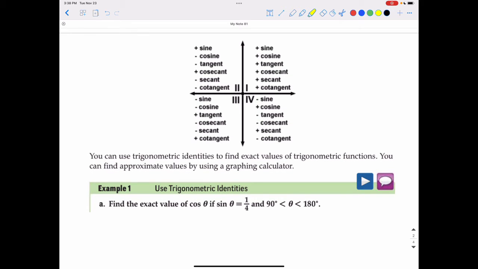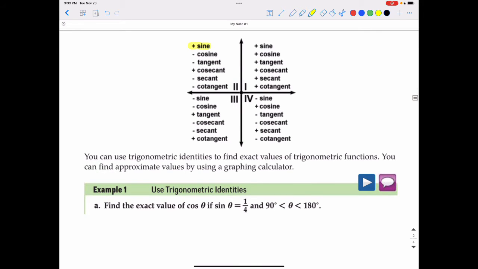Here's an illustration showing in which quadrant each trig function is either positive or negative. Starting in quadrant 1, all 6 trig functions are positive because in quadrant 1, both the opposite side and the adjacent side, so the opposite side being the y value and the adjacent side being the x value, as well as the hypotenuse, are all positive. So anytime you have a positive divided by a positive, you always get a positive. In the other 3 quadrants, you do have a different combination of positive and negatives.